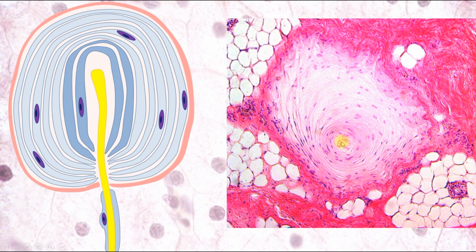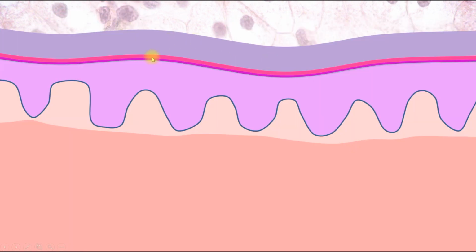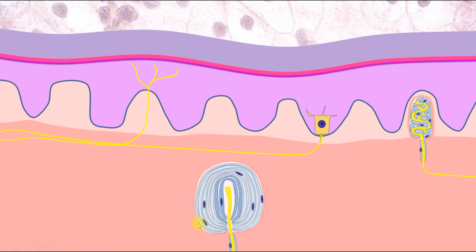Here we can see a Pacinian corpuscle with concentric layers of glial cells, and somewhere here we have the dendrite ending. So here we can see the epidermis, and here we can see nerves, free nerve endings. Also, dendrites are going to Merkel cells, intraepidermal structures. Also, we have Meissner's corpuscles. They are present in the papillary dermis, and in the reticular dermis or in the hypodermis we have Pacinian bodies.